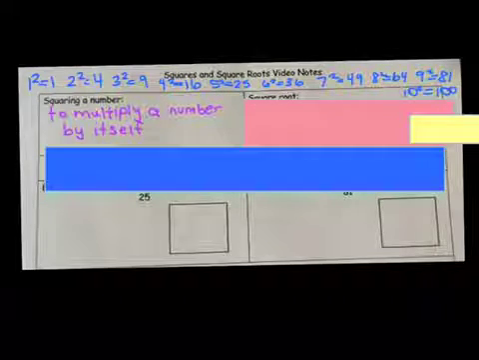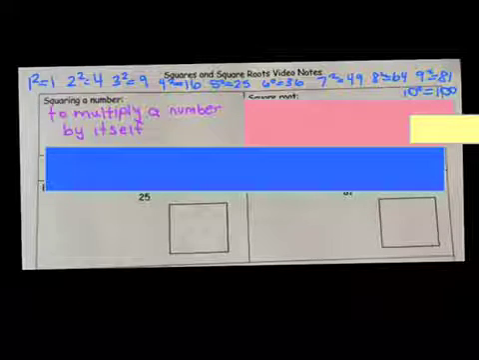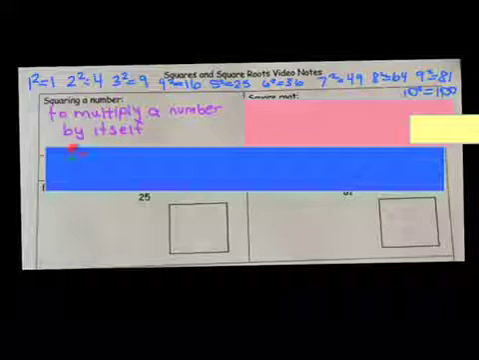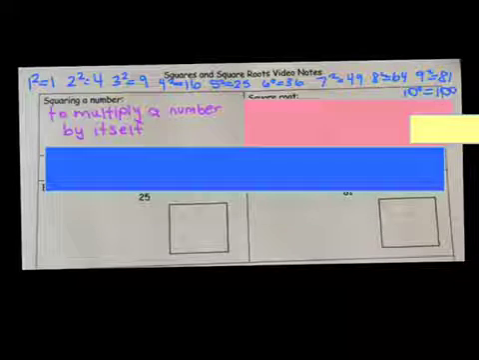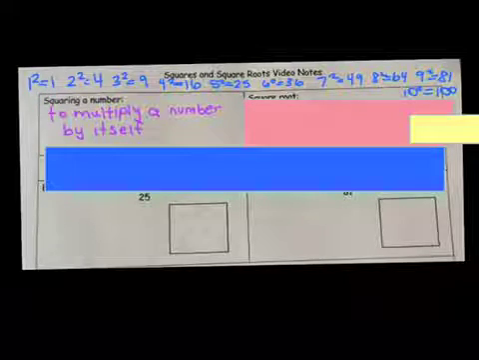So the first thing we're going to go over is what it means to square a number. Squaring a number means to multiply a number by itself. I have listed the first 10 squares up at the top, so make sure you write these on your paper. So 1 times 1 equals 1, or 1 squared equals 1.